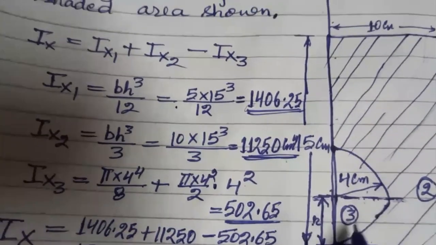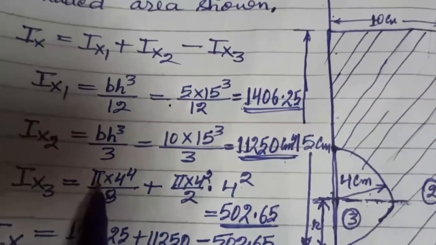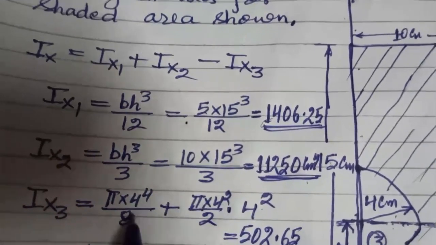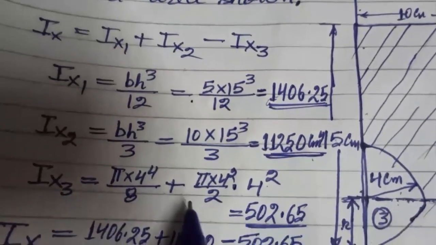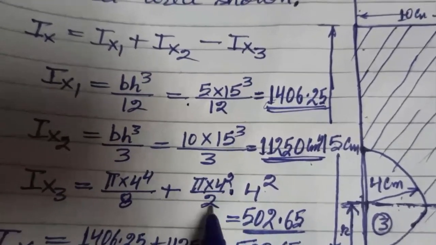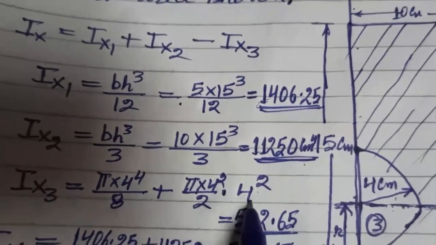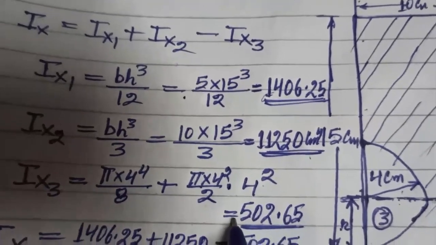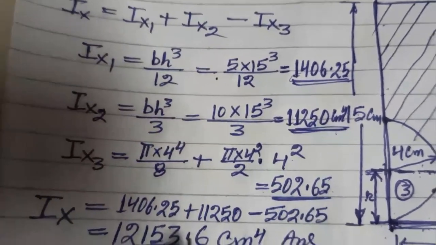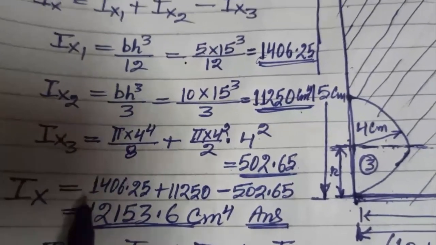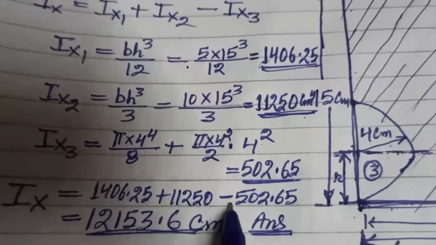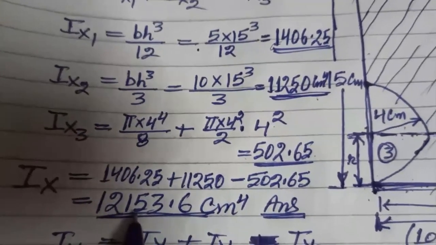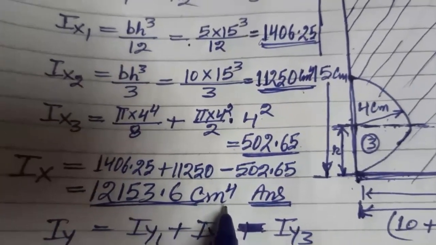And for this semicircle, this is pi r to the power 4 upon 8 about this centroidal axis, and this is transferred to here. So plus area, pi r square by 2, into the square of this distance. So this will give 502.65. Now adding the first two and then deducting the third, this will give 12153.6 centimeter to the power 4.